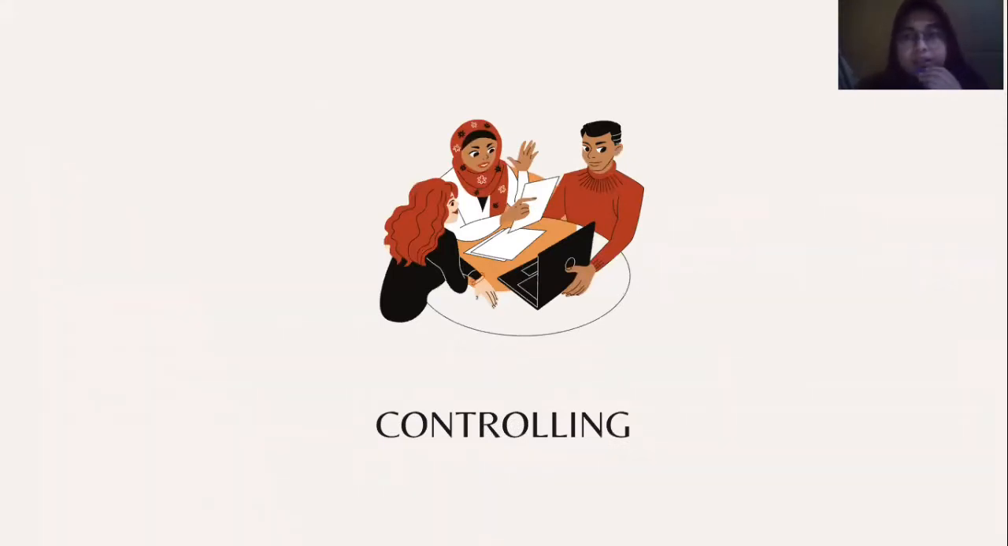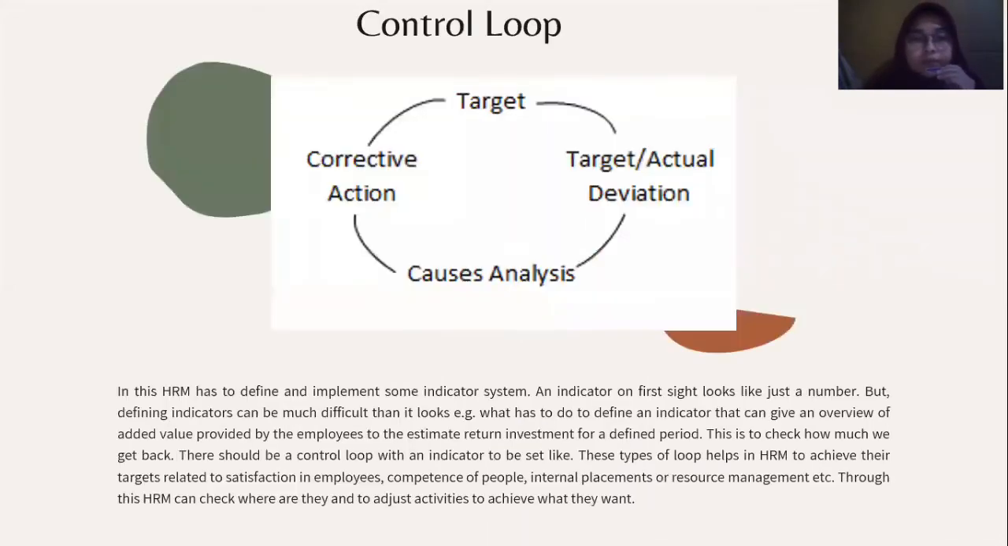So what is HRM infrastructure? Talking about HRM infrastructure, we will talk about controlling. In this, HRM has to define and implement some indicator system. An indicator on first sight looks like just a number, but defining indicators can be much more difficult than it looks. For example, what has to be done to define an indicator that can give an overview of the added value provided by the employees to the estimated return on investment for a defined period? This is to check how much we get back.